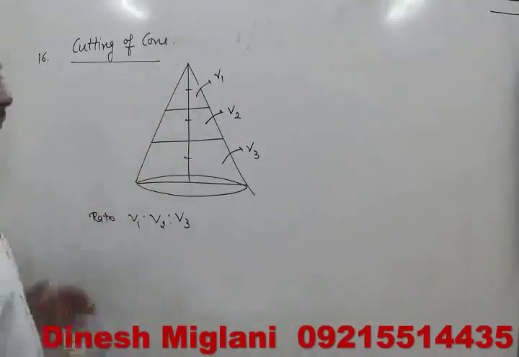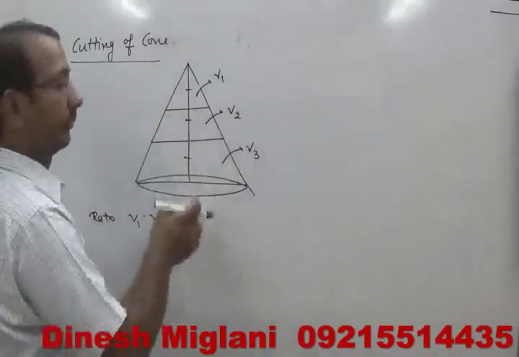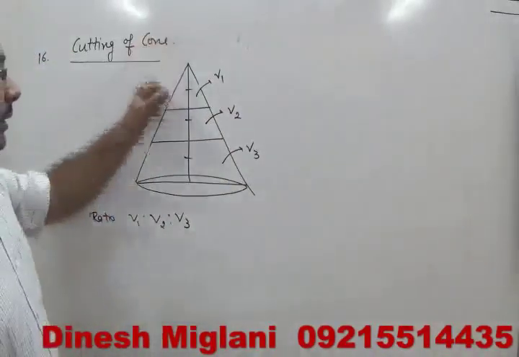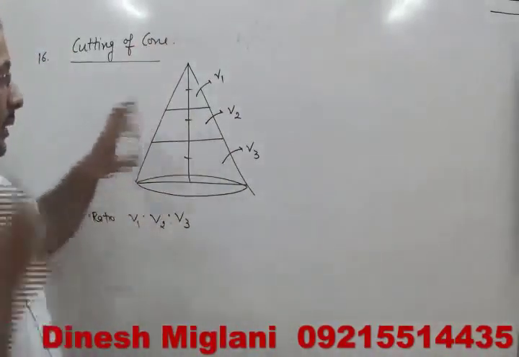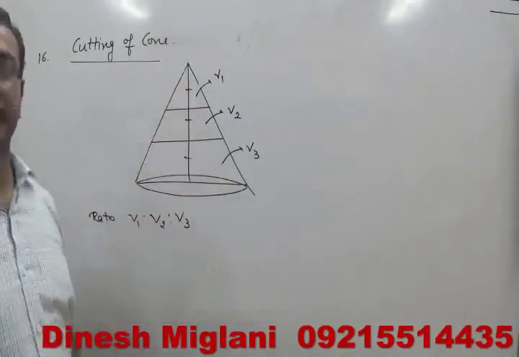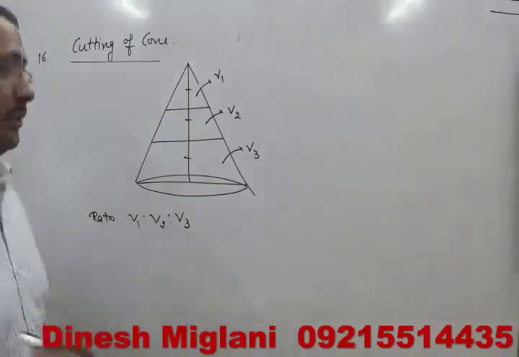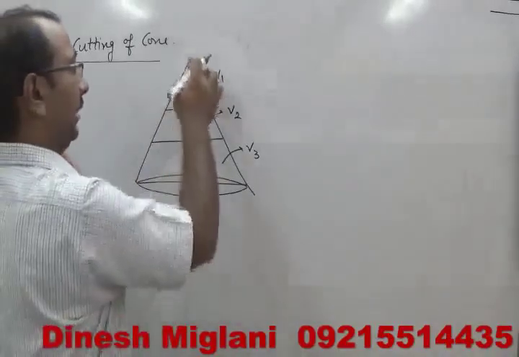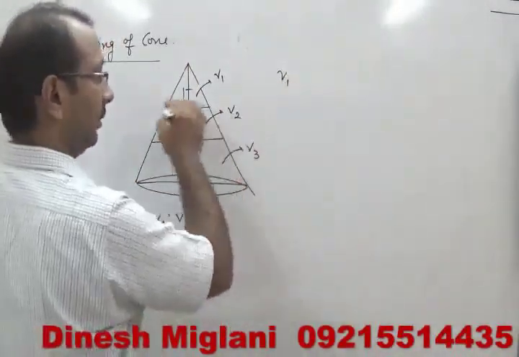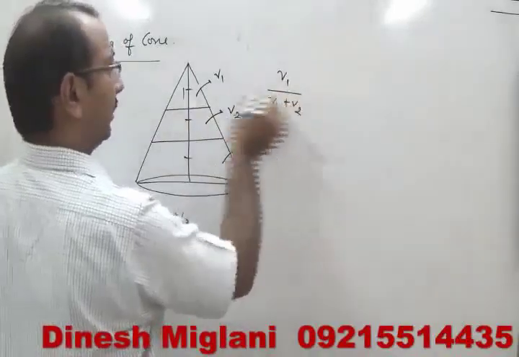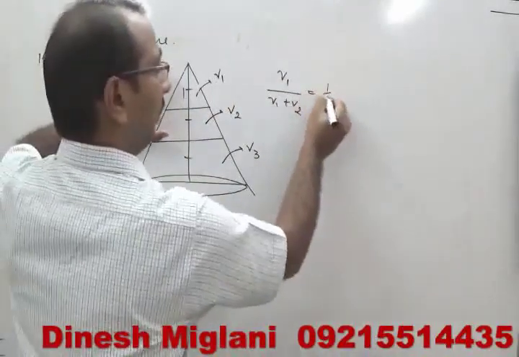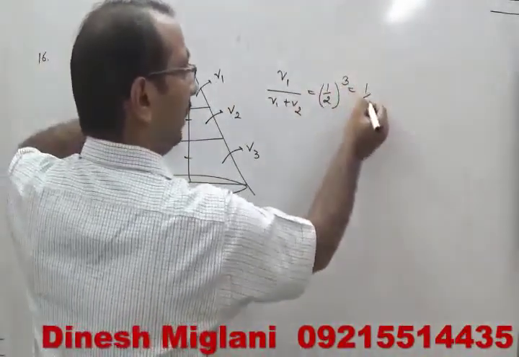We know that because these lines are parallel, all triangles will be similar. It means the ratio of their height and the radiuses would be the same. The shortcut method simply states that, let us say this height is 1 and this height is 2, so the ratio of the volume of V1 by V1 plus V2 means this plus this. You have to make the cube of that. 1 and 2, I may say (1/2) cube. That is 1/8.